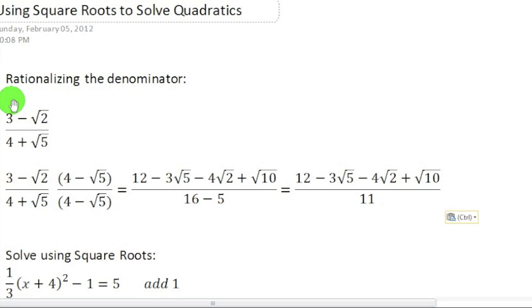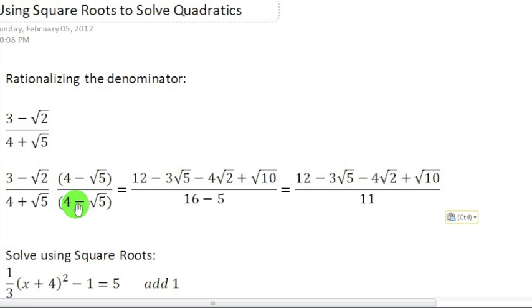If we look at our fraction, we have 3 minus the square root of 2 over 4 plus the square root of 5. If you remember back from chapter 1, we talked about using complex conjugates. Well, this is not a complex number, but we can still use the same idea of a conjugate. In this case, we have 4 plus the square root of 5 on the bottom. We're going to take that value and change the sign in the middle. So we have a plus sign here. We're going to change that to be 4 minus the square root of 5. We're going to multiply our numerator and our denominator by this expression.